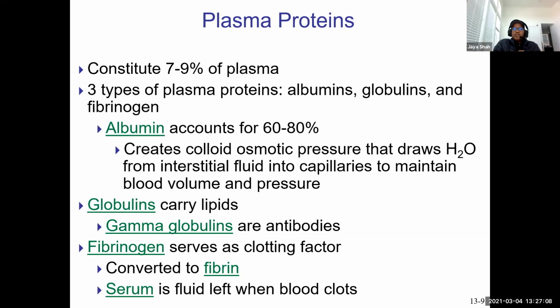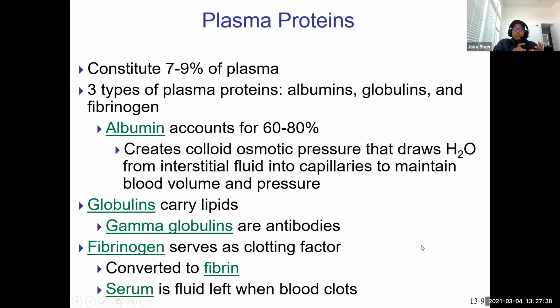Globulins, on the other hand, carry lipid. These globulins bind with the lipid and hormone and carry them. That's why sometimes they are precursors of the hormone too. There is another special globulin called gamma globulins, like beta and gamma globulins, and they are antibodies. Okay.